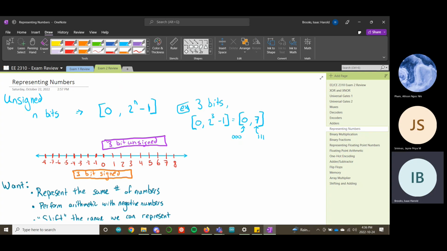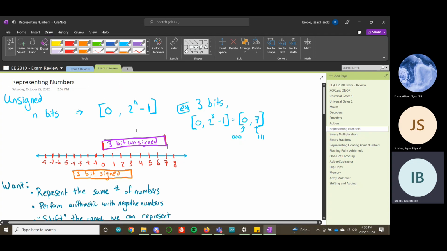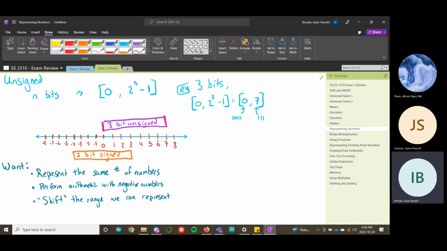So on a number line, that's kind of what this regime looks like. If we have 3-bit unsigned integers, we can represent anywhere from 0 up to 7, and that's a total of 8 numbers. So the idea behind a signed number system is we would want to represent the same number of numbers using the same number of bits. But we would want our representation of negative numbers to allow us to perform arithmetic, because that'll make it easier for computers to do their jobs.